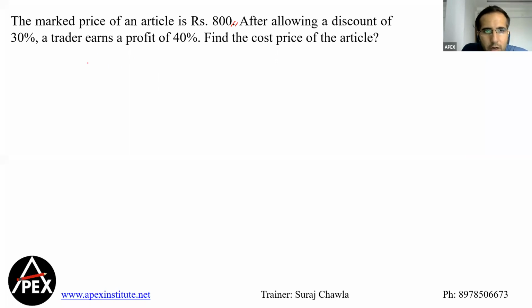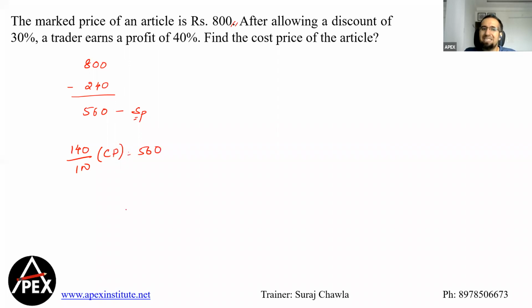So in a way, I give a discount on mark price. 30% discount is equal to 240, which means the selling price is equal to 560. And I know that 140% of CP is equal to 560. Clear? So 0 gets cancelled, 14 ones are 14, 14 fours are 56, so CP is equal to 400.